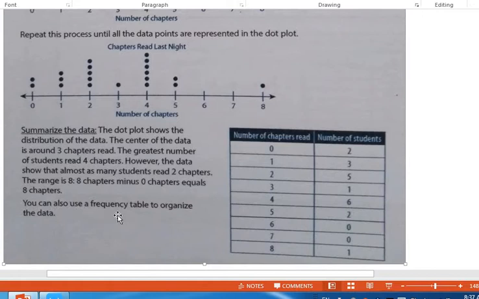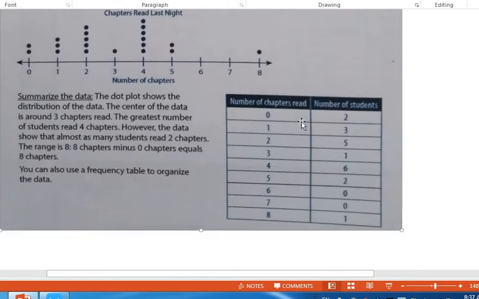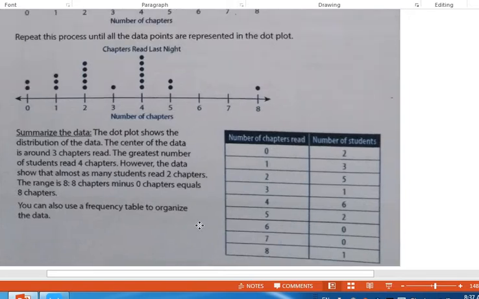You can also use a frequency table to organize the data. For 0 chapters, 2 students haven't read any chapter. 3 students have read 1 chapter. 2 chapters have been read by 5 students, and so on.